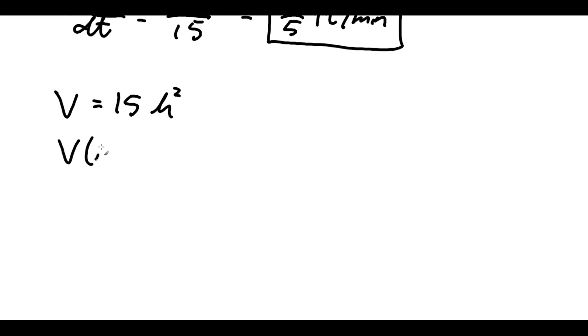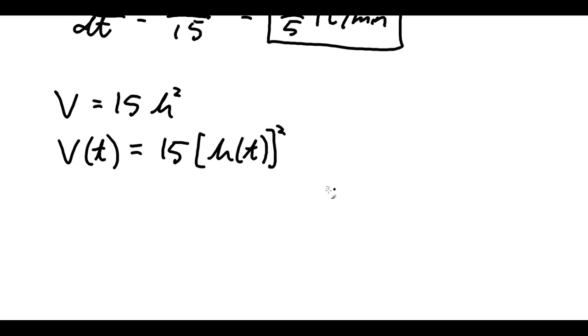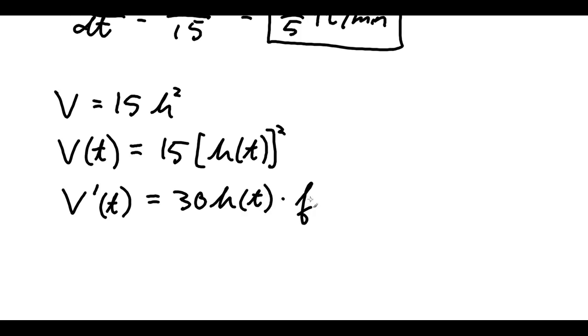So some students will write this as, okay, well, V is a function of t, so we can write that as V(t). And h is a function of t, so that is h(t). So we have V(t) equals 15 times the square of h(t). And now we can just say, okay, well, here's V(t). Let's find its derivative, V'(t). So we, again, use our power rule there. So we have 30 h(t), but h is a function of t. So then our chain rule tells us that we then have to multiply by h'(t).